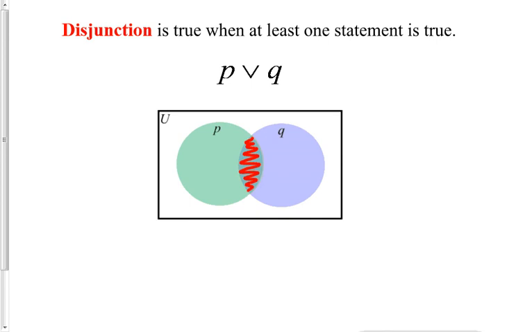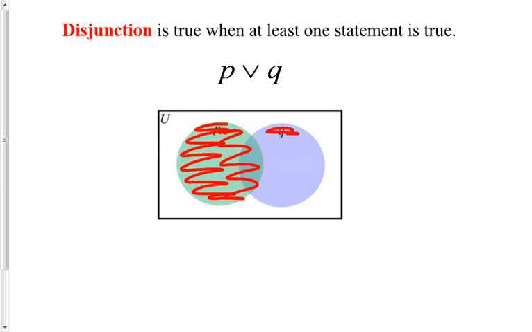Now, in order for a disjunction to be true, either statement P can be true and Q can be false, Q can be true and P can be false, or they both can be true. So, in the Venn diagram, it's the entire region of circle P and of circle Q and the overlapping region that makes the disjunction true.